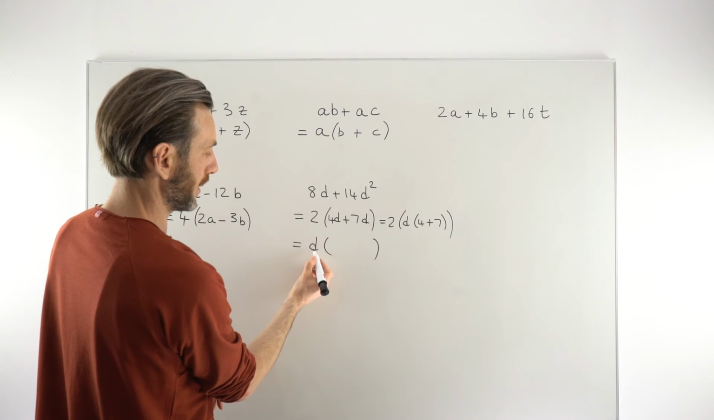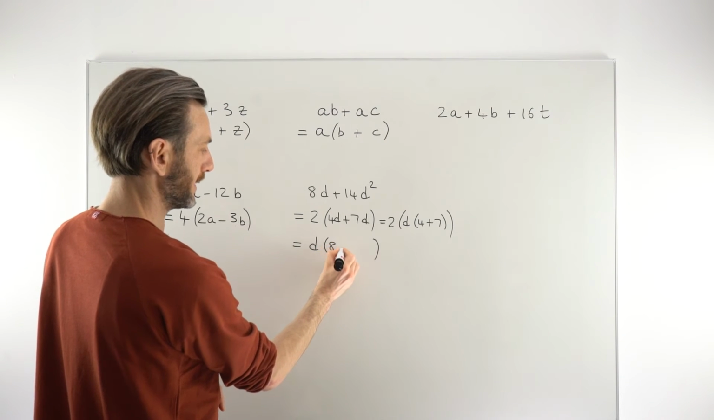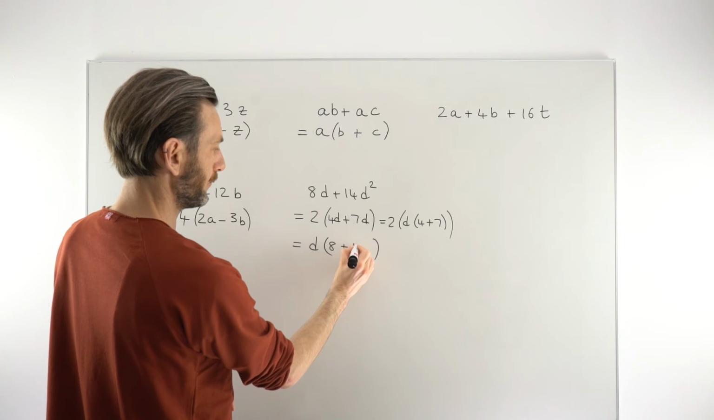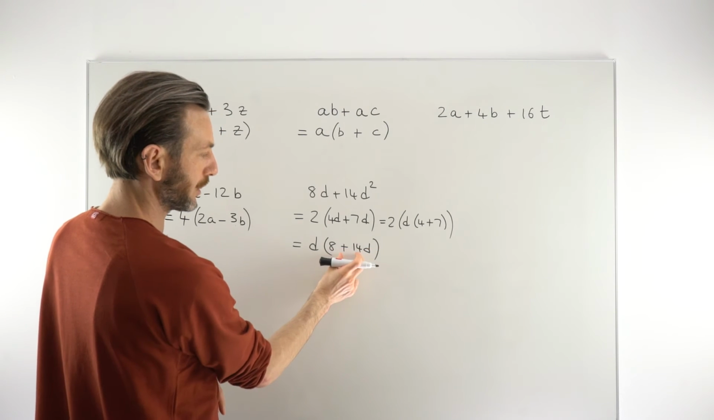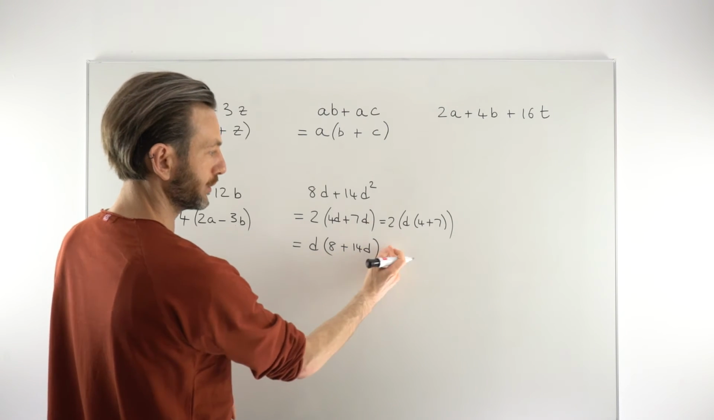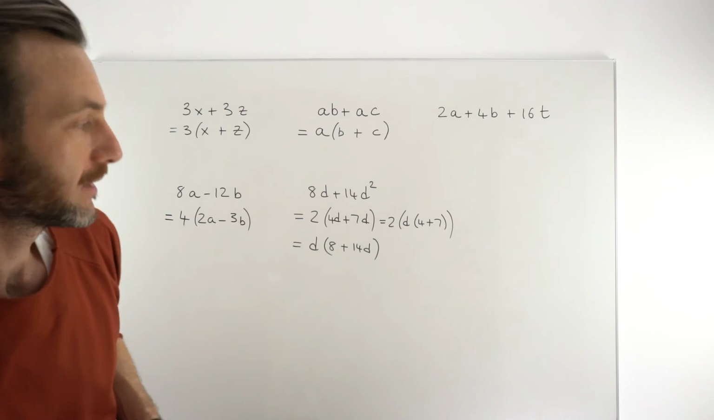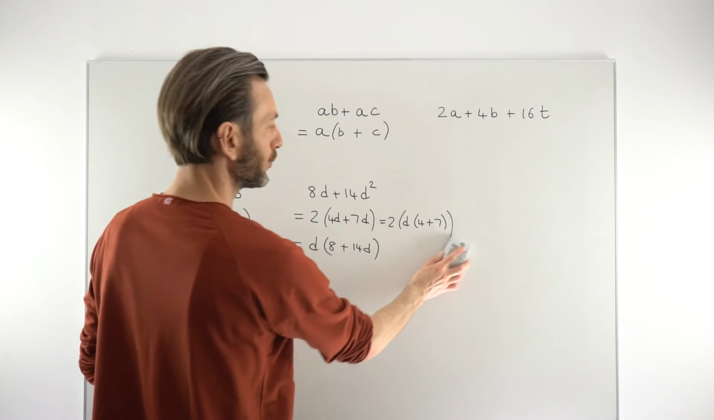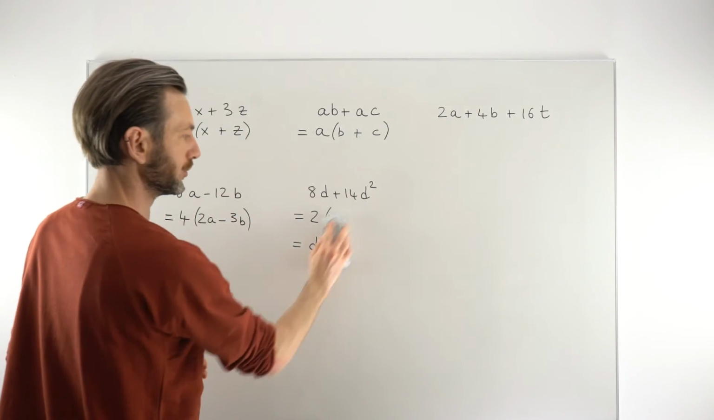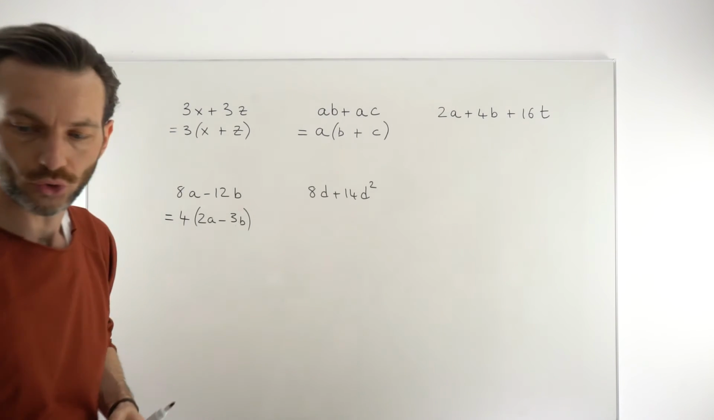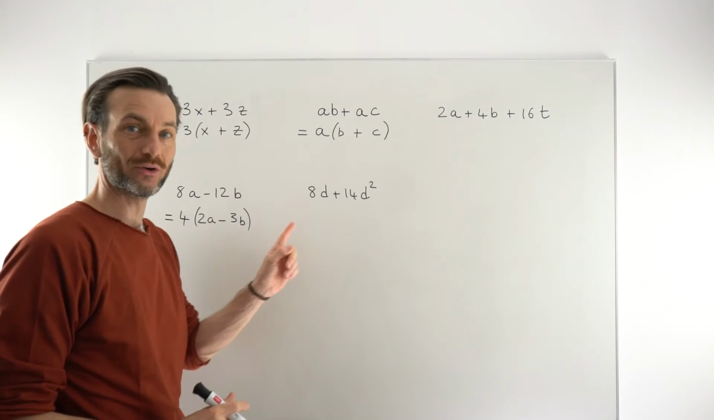We would say, right, d is a common factor. That needs to be an 8 plus a 14d. Now we've got a common factor of 2 inside there, so we would need to take that further. To avoid the double bracket, which is okay, but it's not really what we want to do, we just have to be sure to pick out the highest common factor at the start.